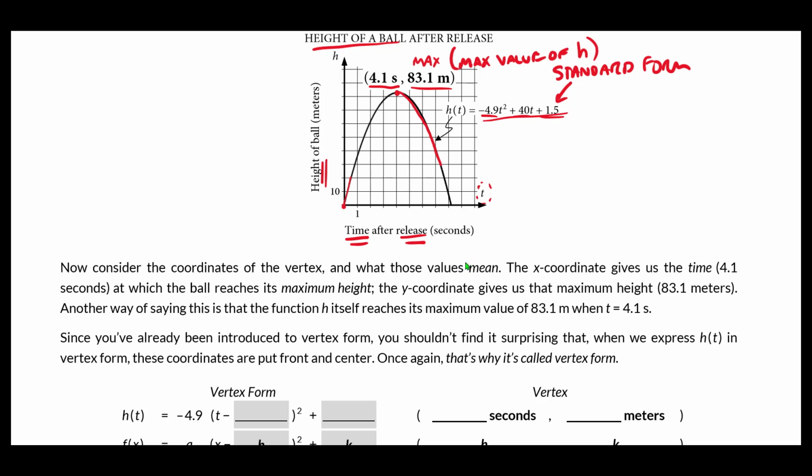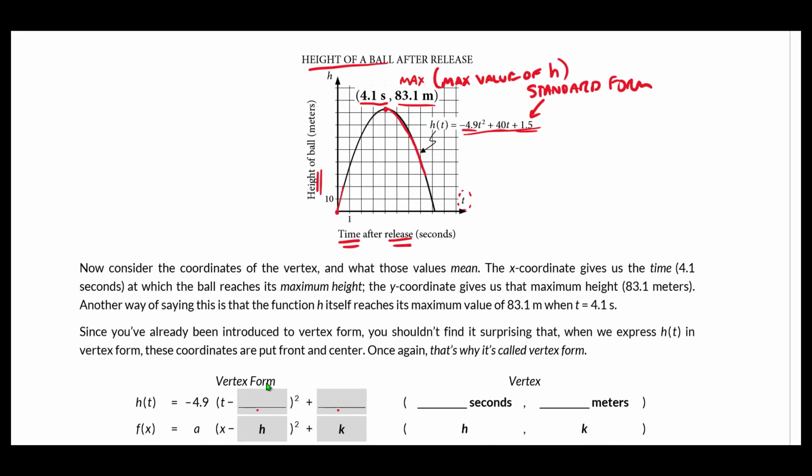Now, we are going to look at this equation in vertex form. If you are understanding this, it shouldn't be a big surprise that 4.1 seconds will occupy this h position, right? That is the x value. I know it's a little bit confusing here because the h here and the h here can seem to be the same thing. They're not. Remember that this h is simply the h from vertex form, and this h happens to be the name of our function in this case because our function measures height. So do not confuse those.